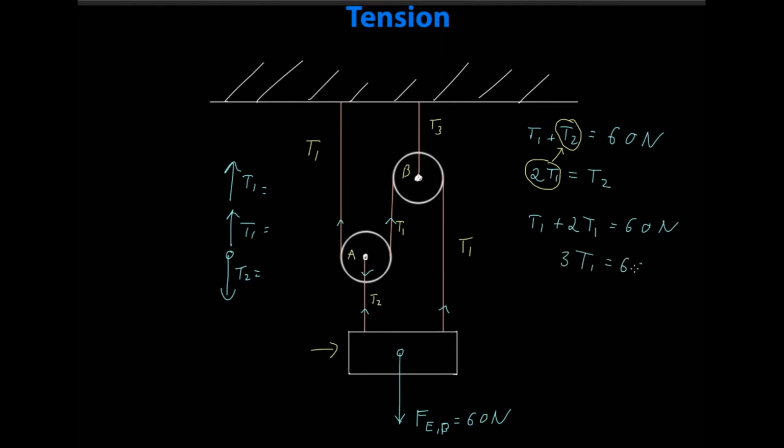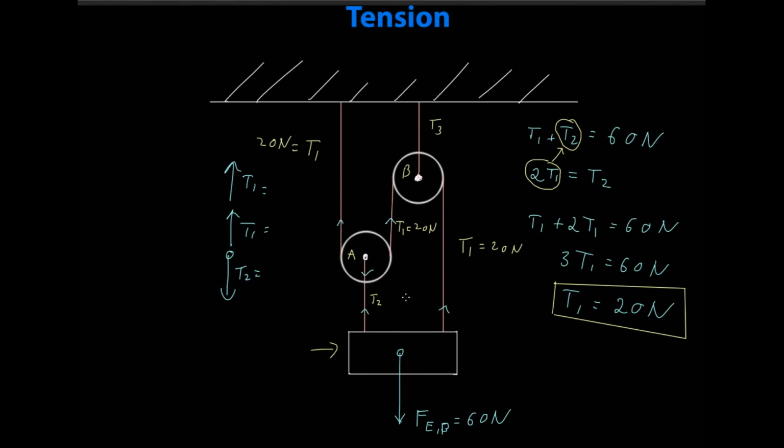3T1 equals 60 newtons. Therefore, T1 equals 20 newtons. So now that I know this, T1 is 20 newtons. That's here, 20 newtons, 20 newtons. It's time to check myself.